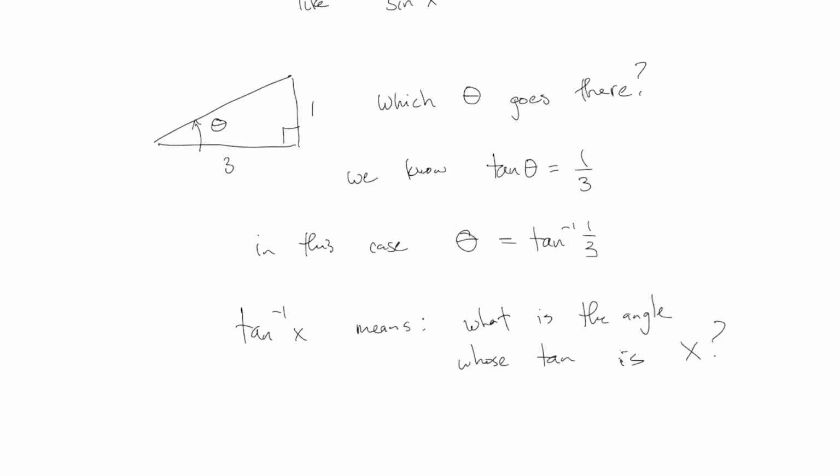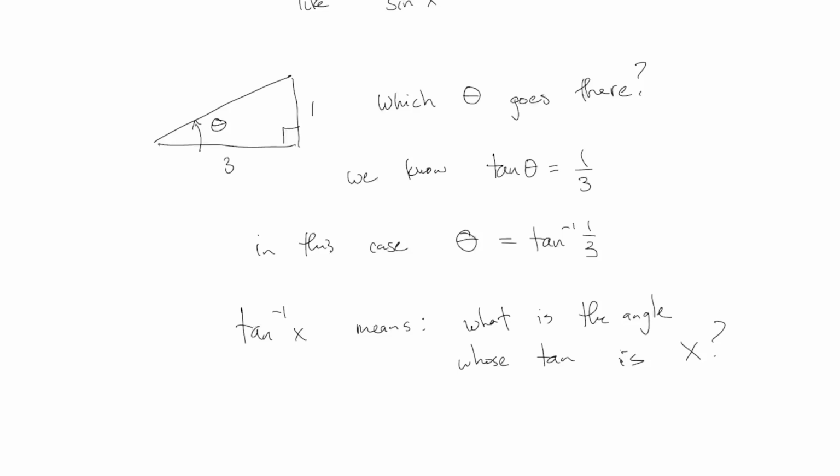So on your calculator, you'll see an inverse tan. There's also an inverse sine and an inverse cosine button. And this is what they are meant to do. They tell you what is the angle whose tangent is whatever, or what is the angle whose sine or cosine is whatever. All right?